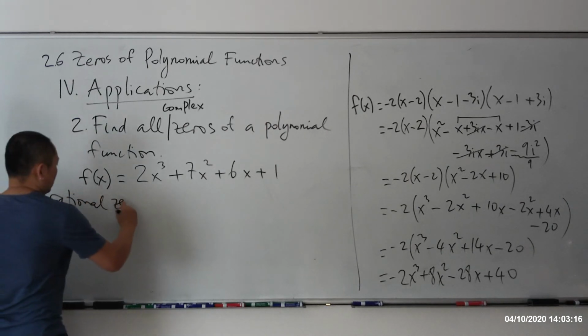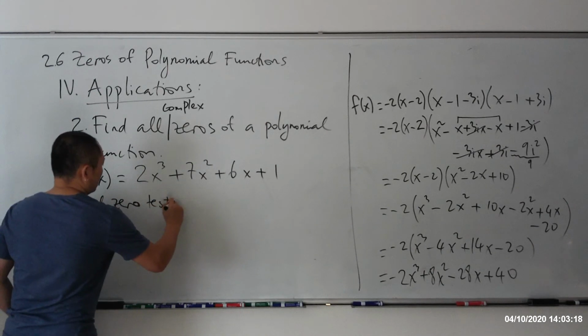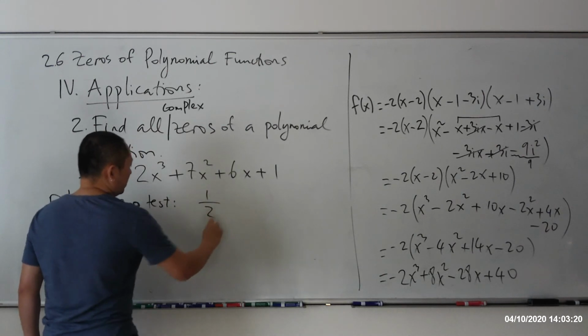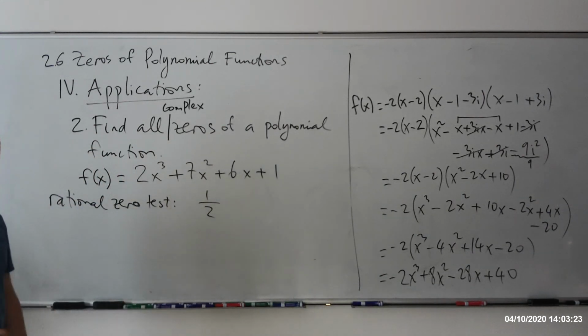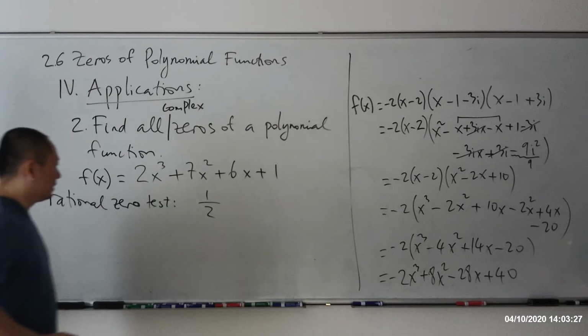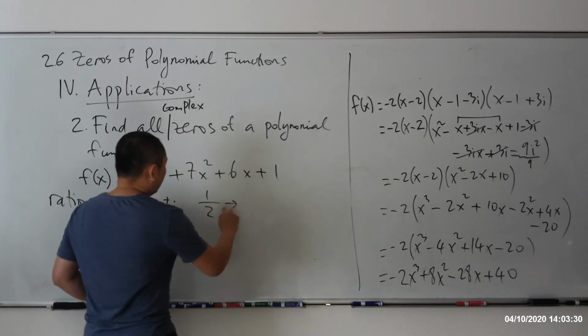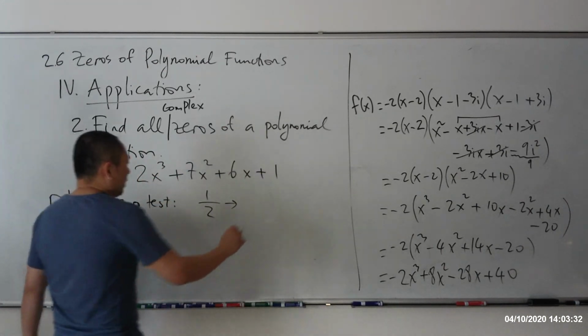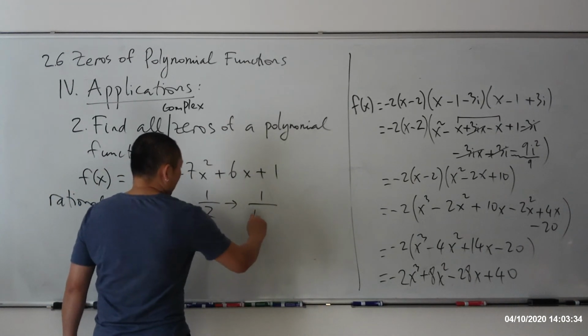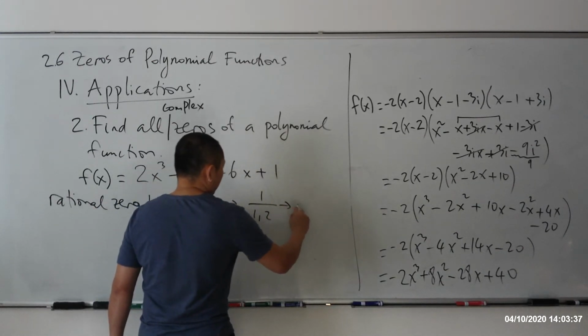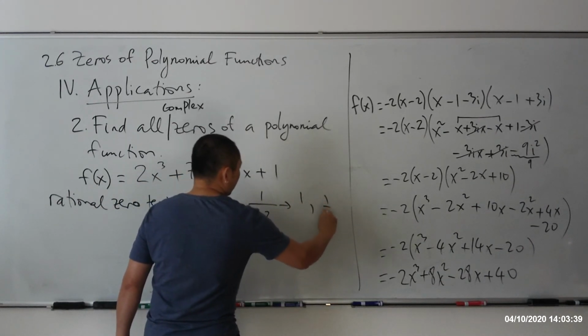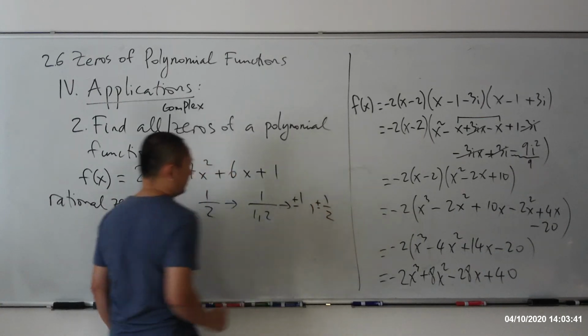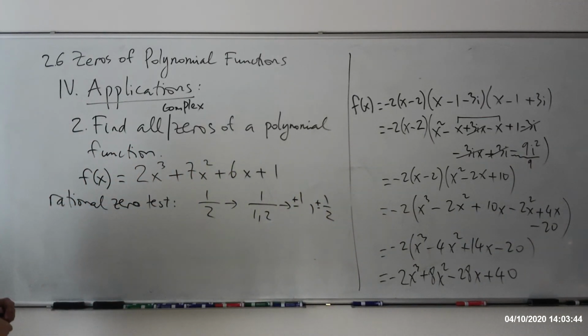Rational zero test. That's 1/2, and we are really trying our luck here. Hopefully, we can find the very first rational zero before we can move on. So we're looking for all the factors of 1, I only have 1. All the factors of 2, I got 1 and 2. So I have a couple fractions, 1/1 and 1/2, plus or minus. So I have to try 4 possible rational zeros. Hopefully I can find a good one.